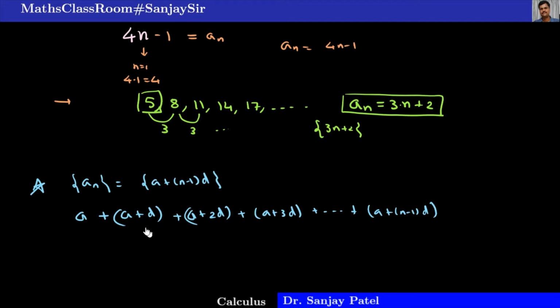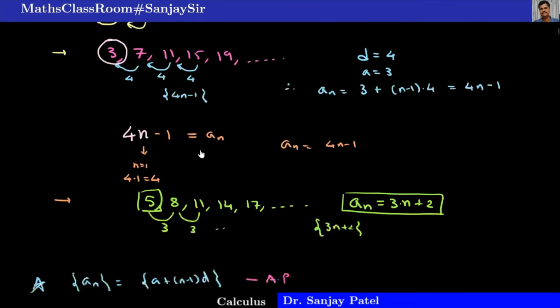The sum of all this is given by n by 2 into 2a plus n minus 1 into d. And this sum can also be denoted by a symbol Sn. So Sn is the sum of the first n terms of an arithmetic progression or arithmetic sequence. So this may be also some useful thing.